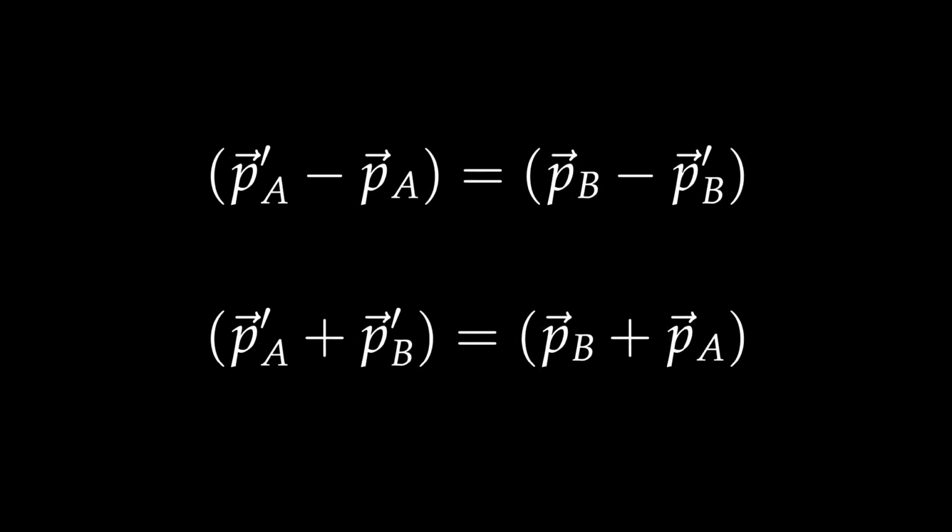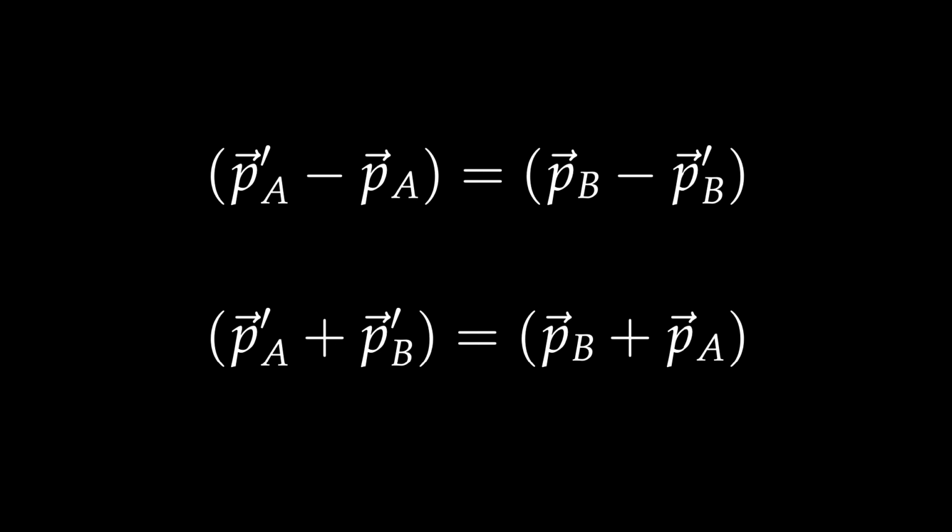So here I have an equation with the difference in the A momentum on the left-hand side and a difference in the B momentum on the right-hand side, and that's perfectly fine. But what I'd like to have instead is an equation that has all of the initial momentum on one side of the equation and all the final momentum on the other side of the equation.